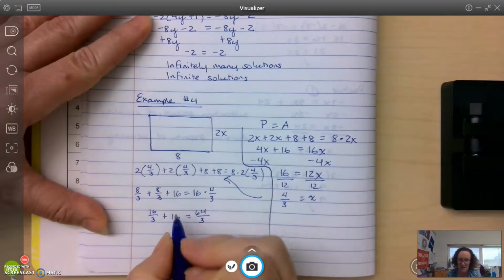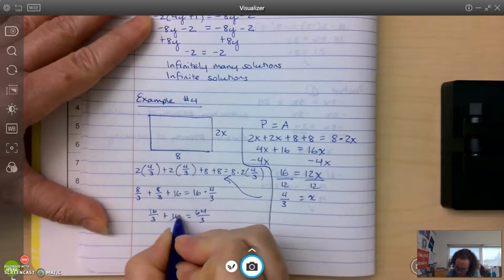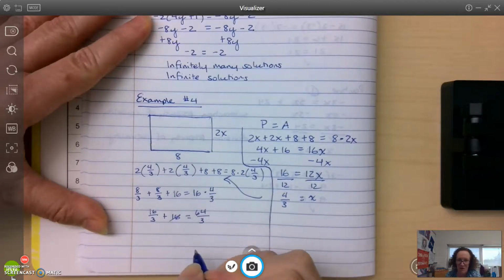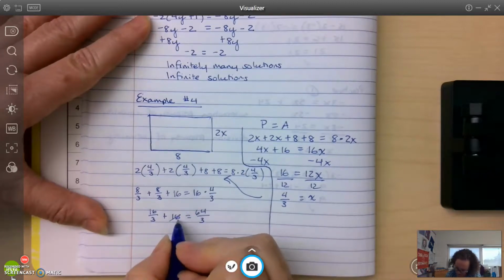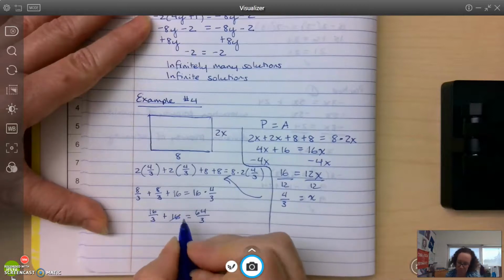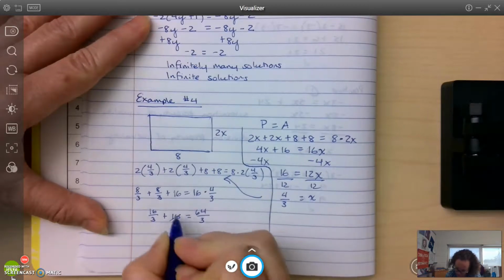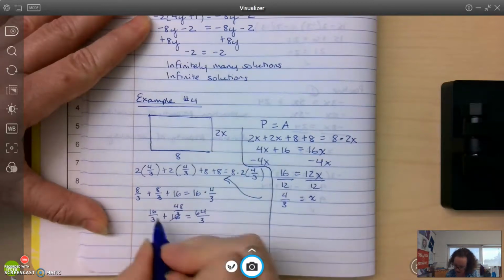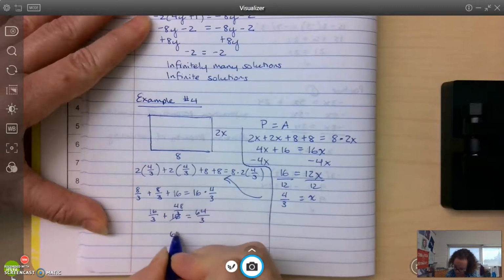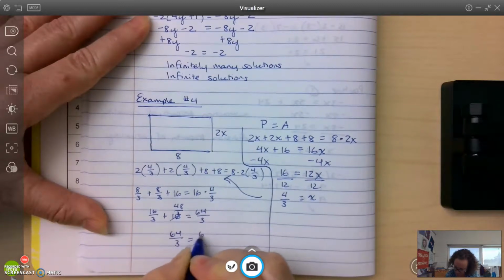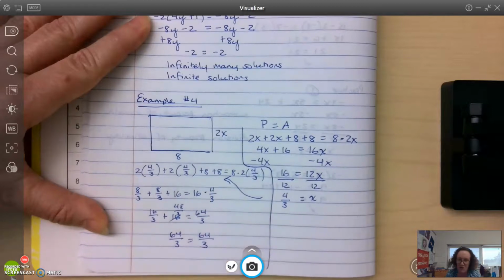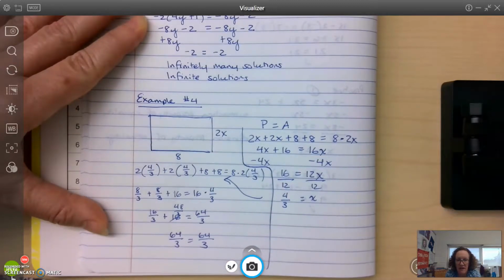I'm going to change this 16. I don't like how this problem turned out. Sorry, I made it up right before I wrote it down and I am not happy with it, but I'm not afraid of fractions. So 16, I'm going to change that into 48 over 3. And then 16 thirds plus 48 thirds is 64 thirds, and 64 thirds. I'll make sure the practice problems I give you don't have weird fractions like that.